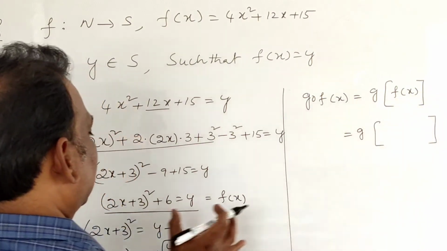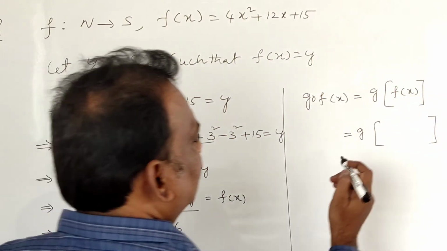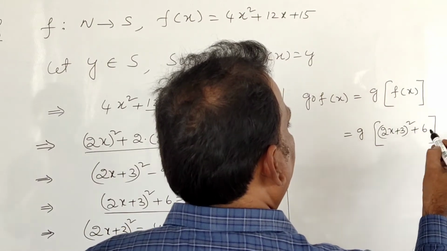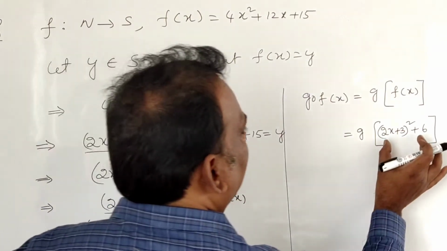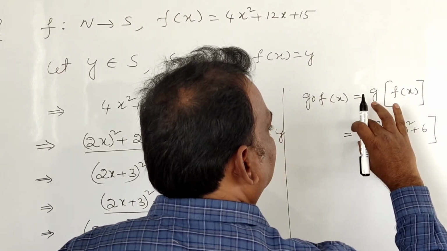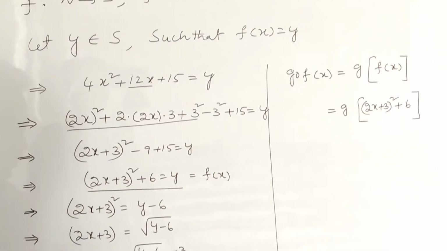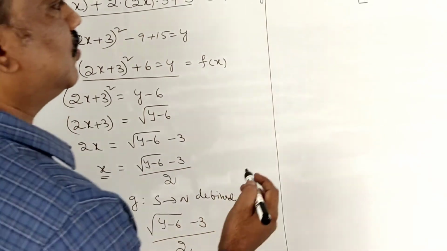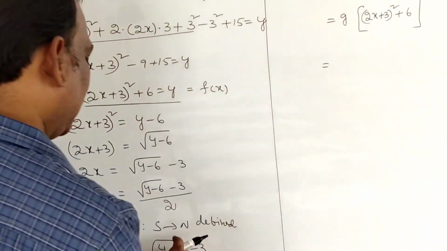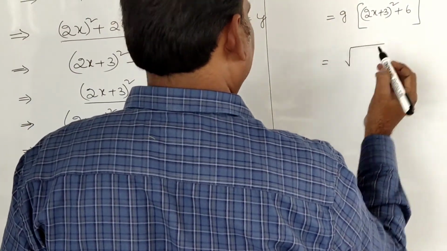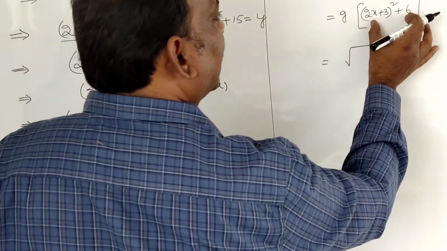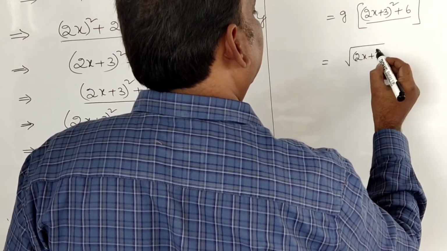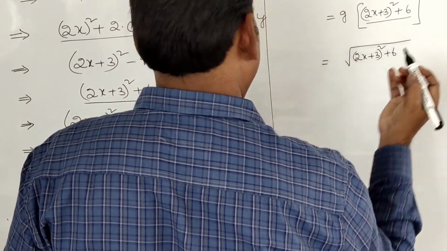So in f of x place, I can write this entire value. What is that? 2x plus 3 whole square plus 6. Now this entire value, where do we have to replace? In g place. This is the g function. Where is it in? In y. That y place we have to replace. So now I am going to replace, first you write under root. Y place we are going to replace this entire value, students. 2x plus 3 whole square plus 6, this is y.